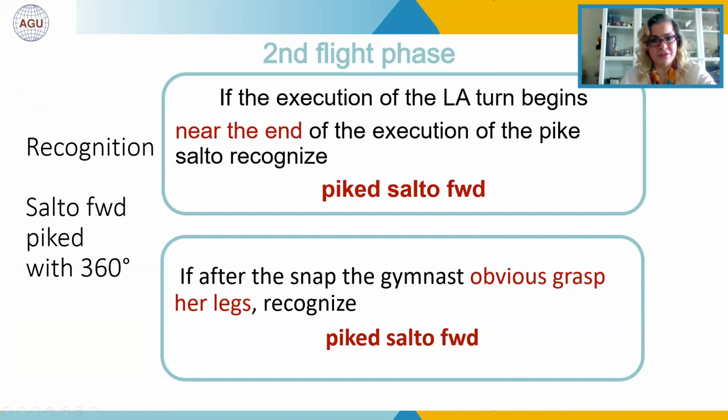In the second flight phase, if the execution of the longitudinal axis turn begins near the end of the salto, then we recognize it as pike salto. Or if after the snap, the gymnast obviously grasps her legs, we recognize it as pike salto. So we talked about the stretch with full twist. Now we talk about the pike with full twist. So these two points are very important in the consideration of the pike salto. Okay.